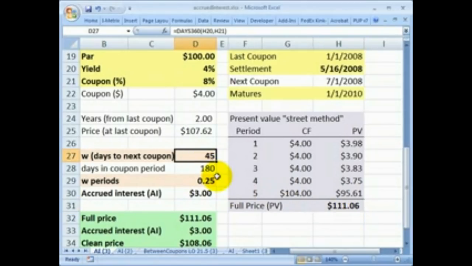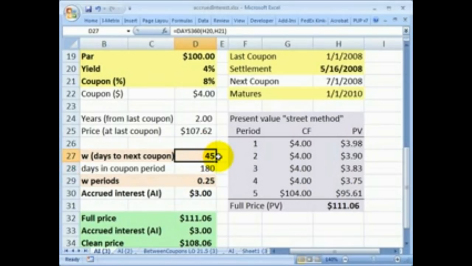So how would I get the accrued interest? Well, W here denotes the days to the next coupon. If my settlement is May 16th and the next coupon is July 1st, it happens to be 45 days. How many days are in the total coupon period or 6-month period? Between January 1st and July 1st, I have 180 days. That's half of a year, half of 360 days. This does depend on the day count convention. I'm using the 360-day day count convention. That won't necessarily be the case. It depends on the instrument. But I'm just keeping this convenient here.